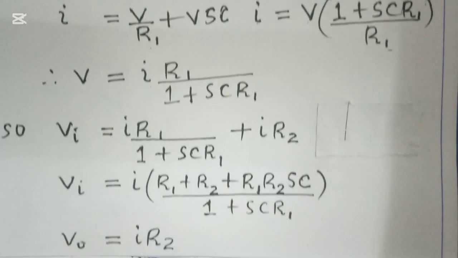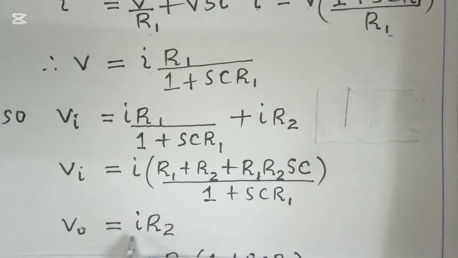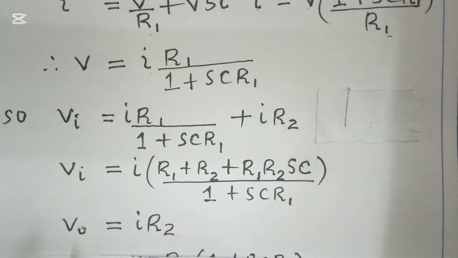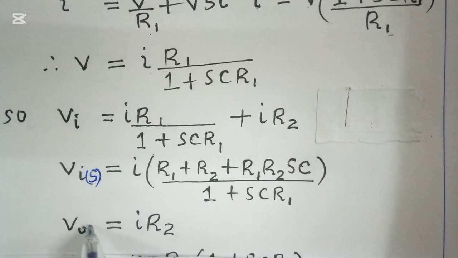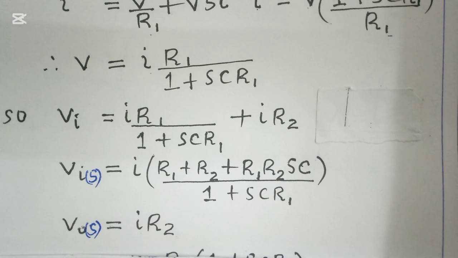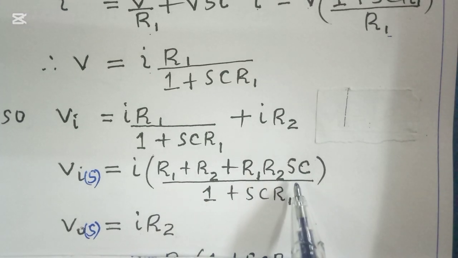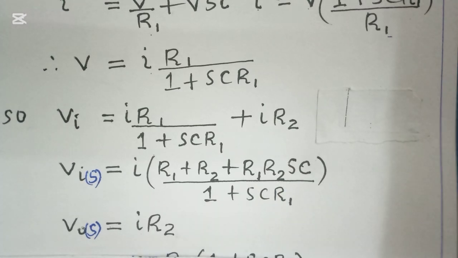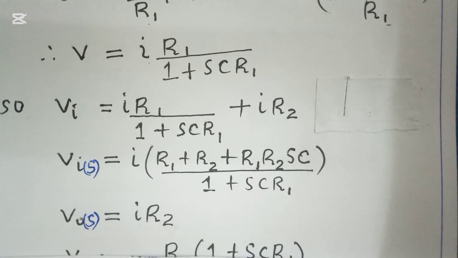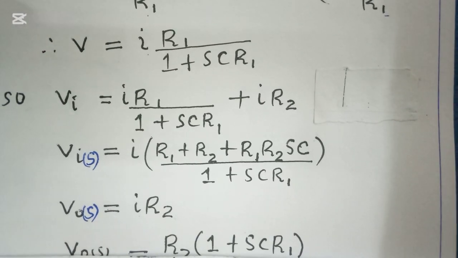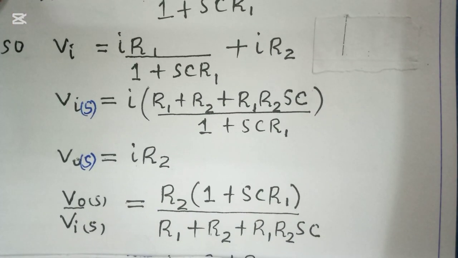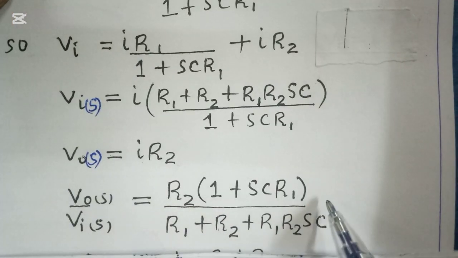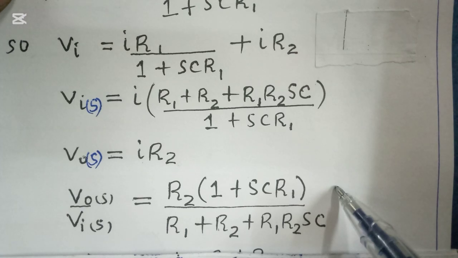From there we say for V0 we have I R2. Remember, these equations are already converted into Laplace transform. The moment we took the capacitor impedance as 1 over SC, that was already converted to Laplace transform. So we just divide, that is V0 over Vi, and this is what we find. Therefore, this is our transfer function.